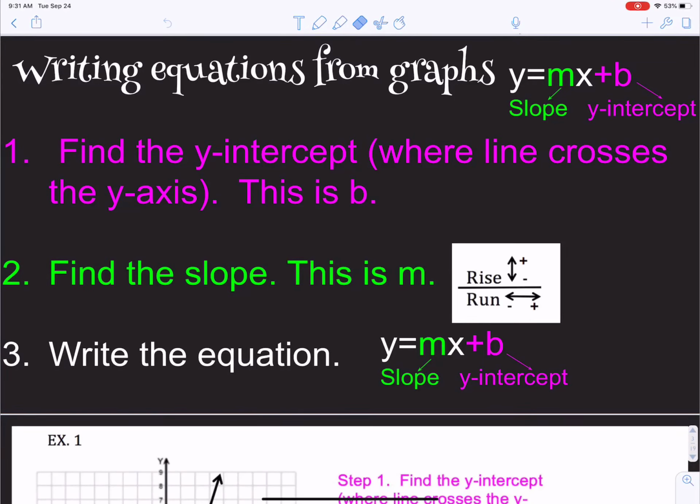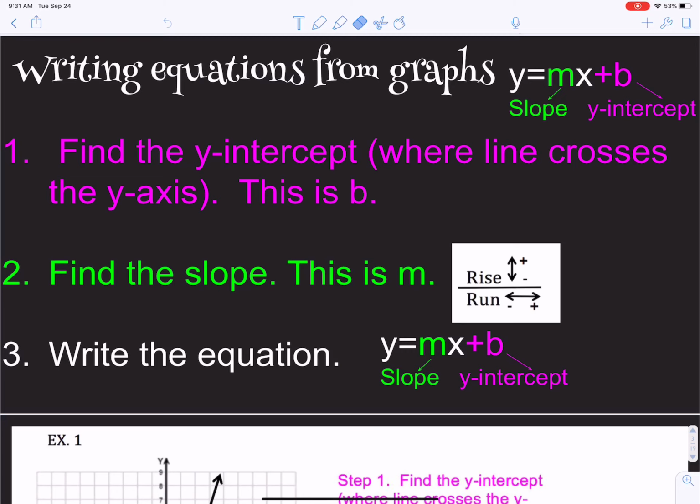Today we looked at writing equations from graphs. So we're going to be given a graph of a line, and our goal is to write the equation in slope-intercept form, y equals mx plus b. Remember, m is our slope value, and b is the y-intercept.